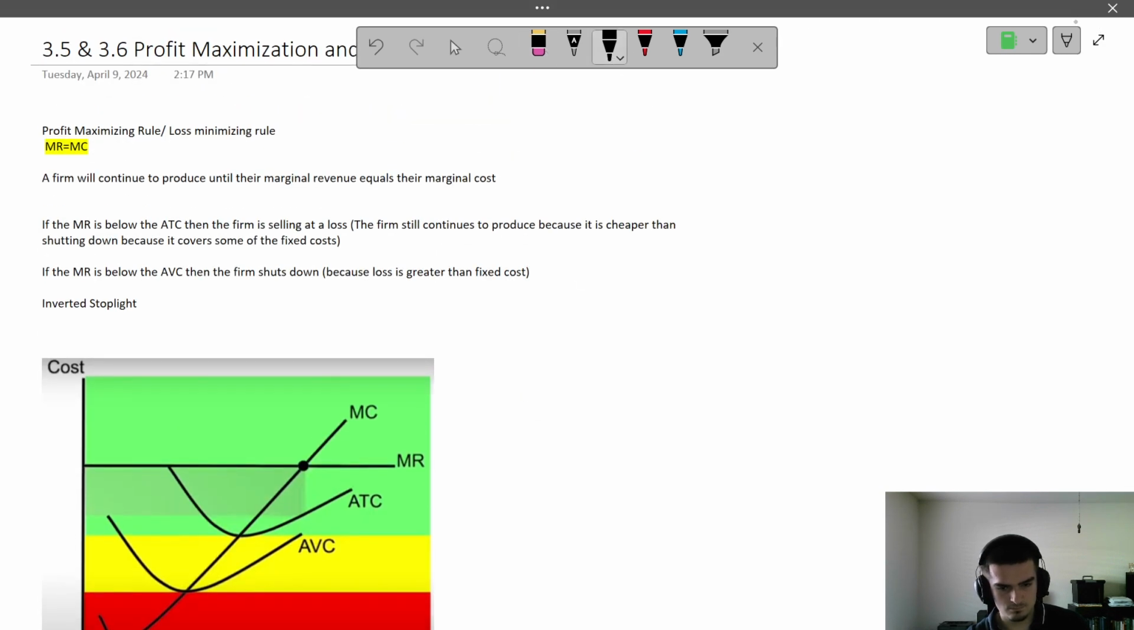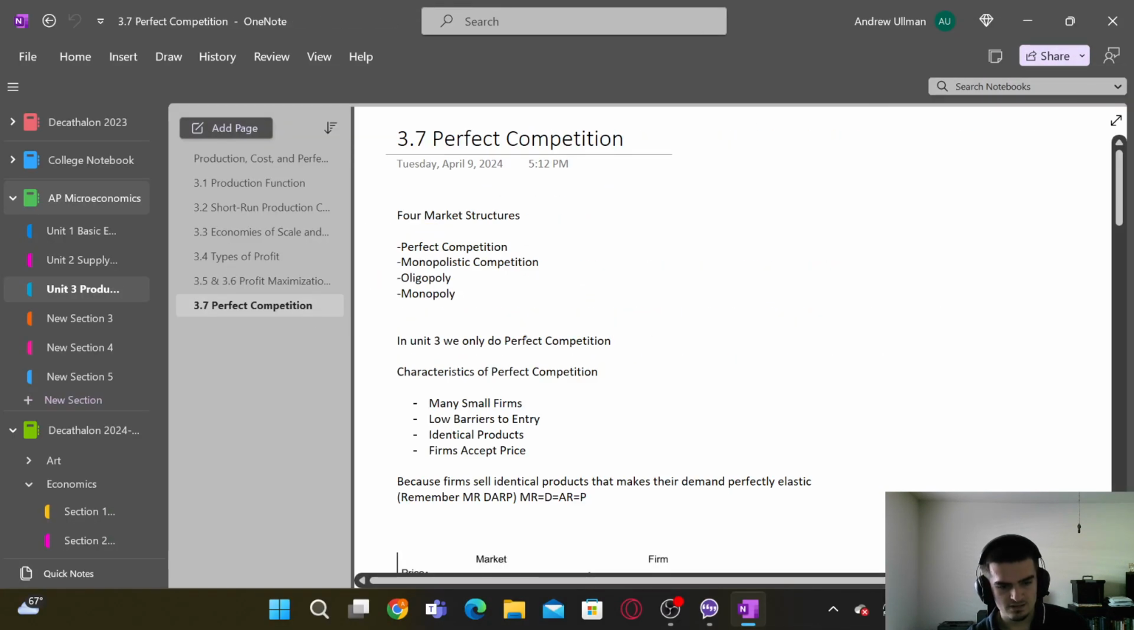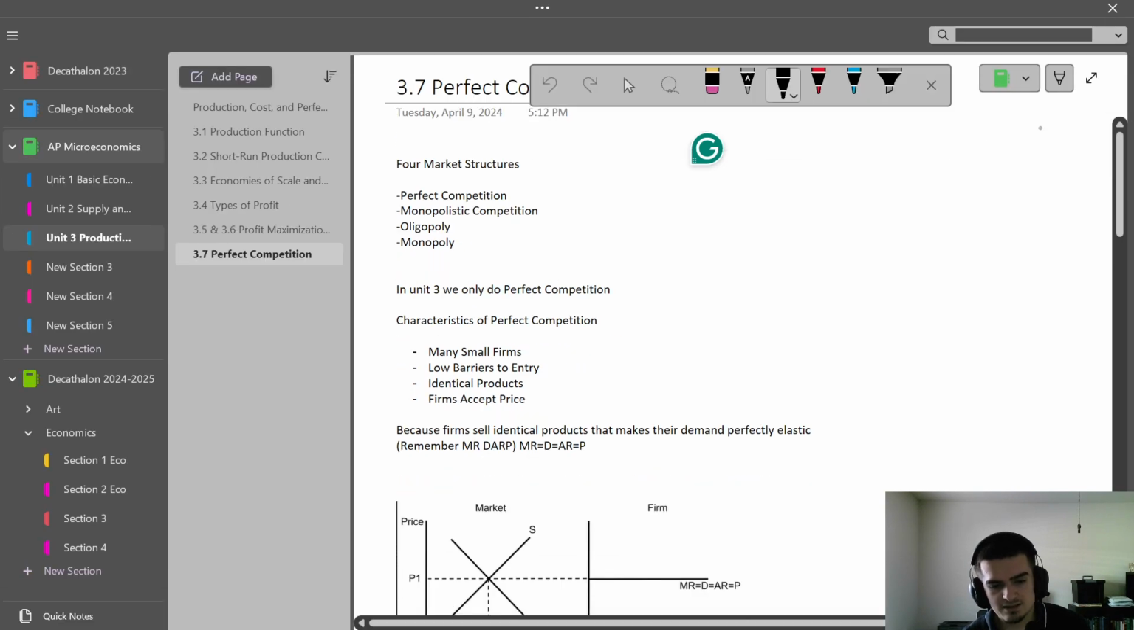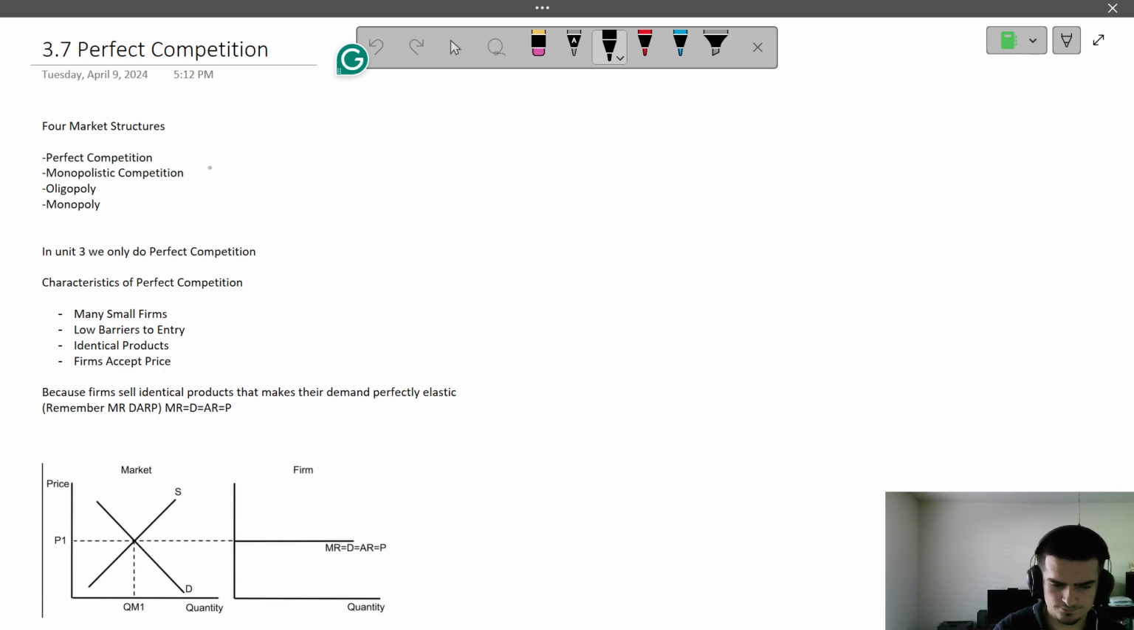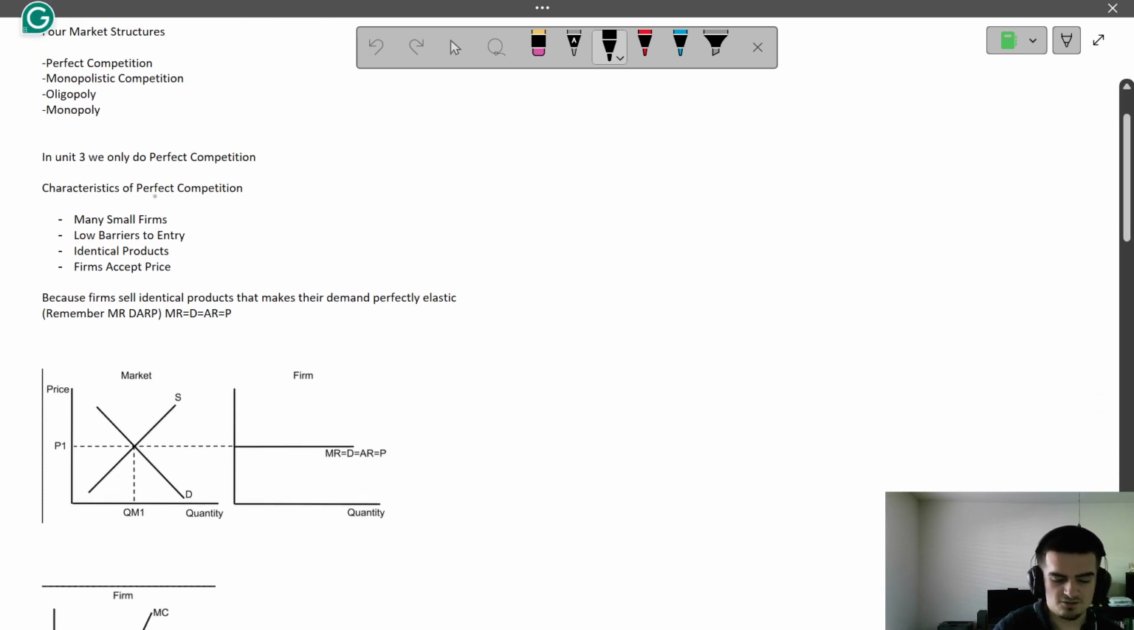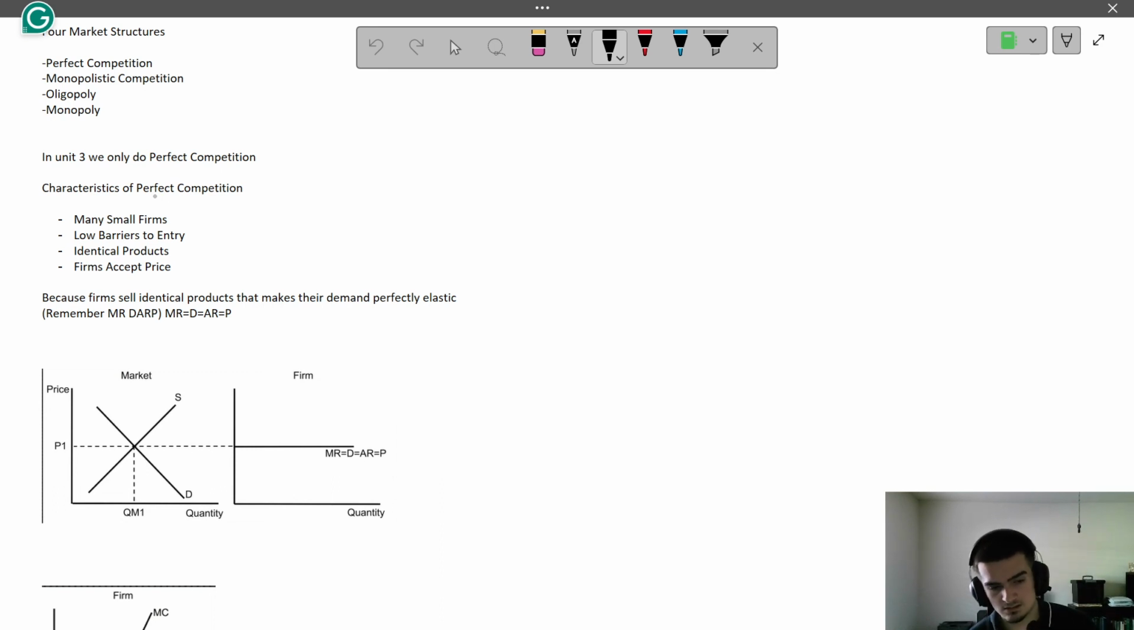Okay, next is perfect competition. There are four market structures: perfect competition, monopolistic competition, oligopolies, and monopolies. The latter we'll talk about in Unit 4, I believe. So in Unit 3, we only talk about perfect competition. There are some characteristics of perfect competition. We have many small firms. There are low barriers to entry.